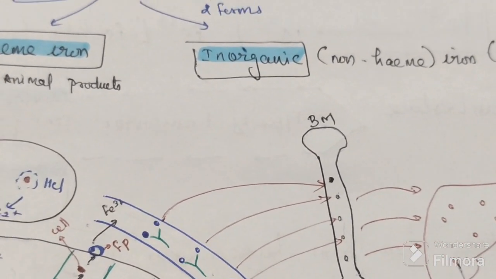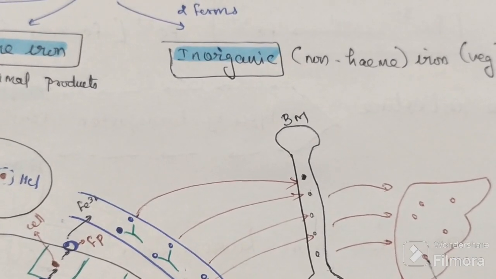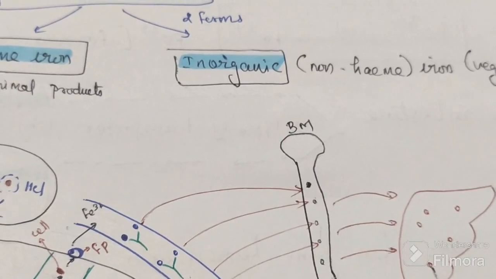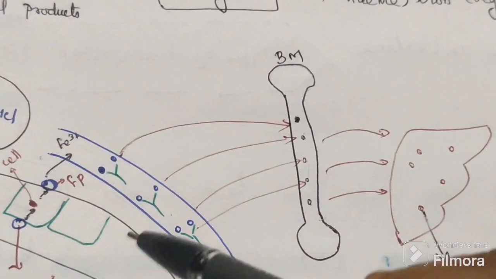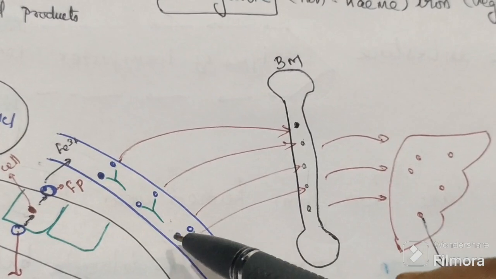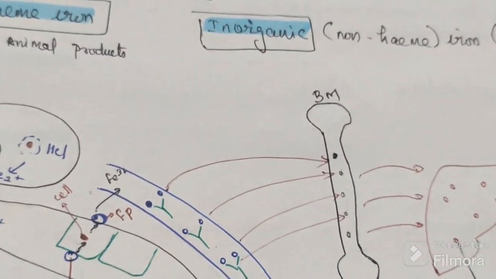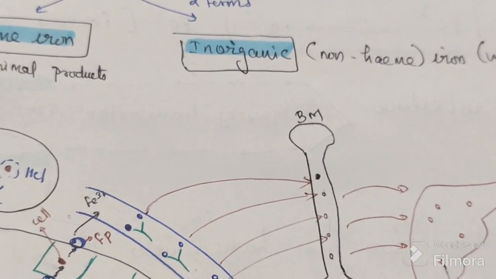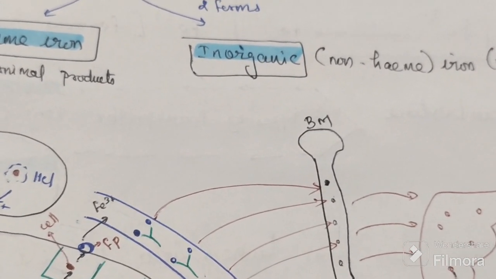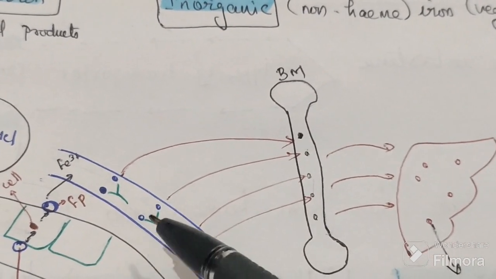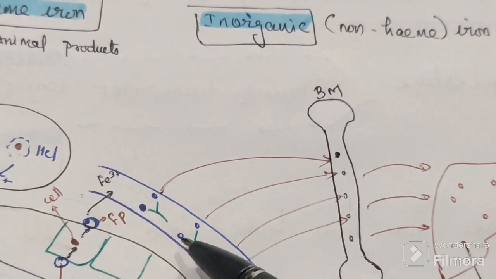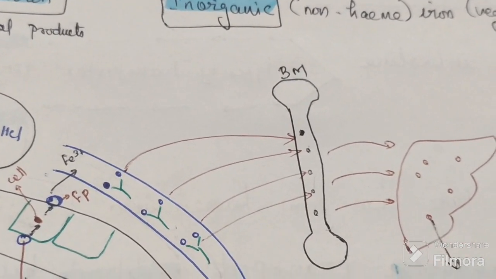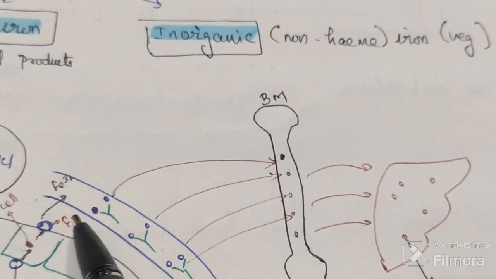This is transferrin. Two molecules of iron sit on this Y shape. One molecule of transferrin, two molecules of iron will sit, and it will carry that iron from everywhere in the body.